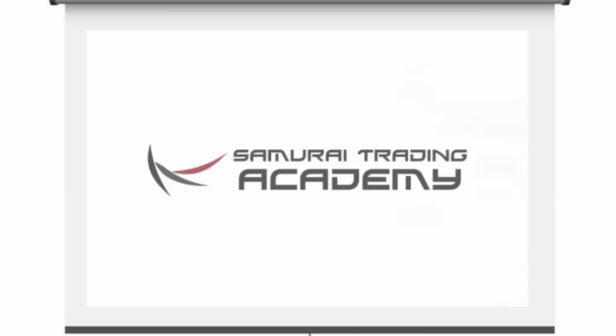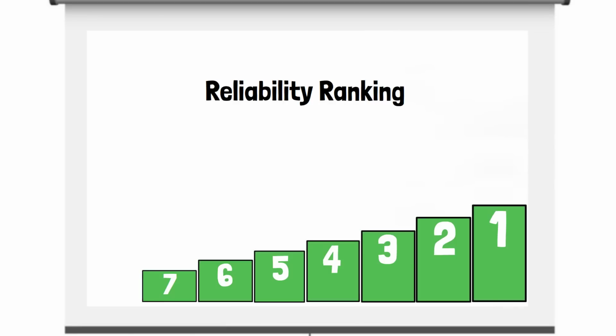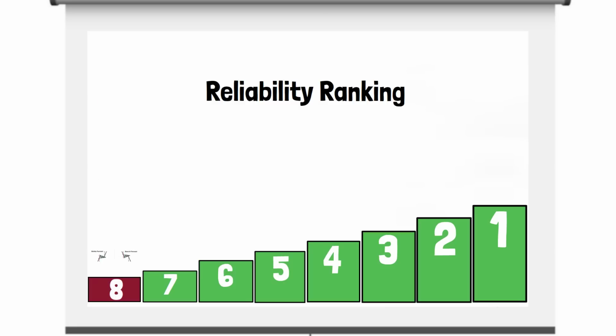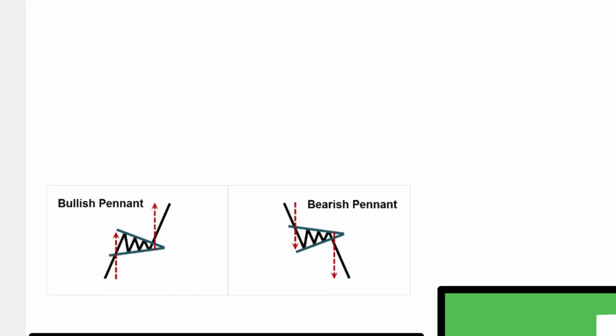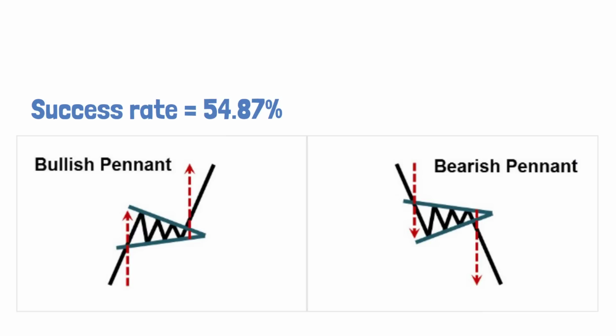Next, we look at some of the best patterns to include within a strategy. This study was completed by the Samurai Training Academy, in which they tested more than 200,000 patterns over a 10-year period. They gave 7 of the best patterns based on reliability, whilst also giving a dishonourable mention to a popular but poor performing pattern. The pattern with the relatively poor performance was the bullish and bearish pennant. The bullish pennant success rate was 54.87%, whilst the bearish pennant was successful 55.19% of the time.